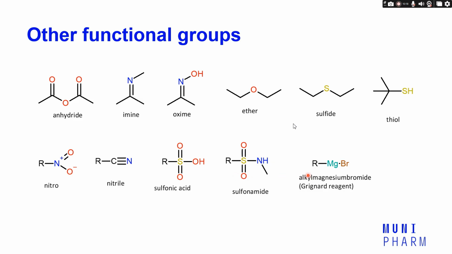And as an example of compounds containing metal in the molecule, here is alkyl magnesium bromide. If it's this alkyl, but it is not necessary to be alkyl, again, it may also be the aromatic ring, and generally these compounds are called Grignard reagents.